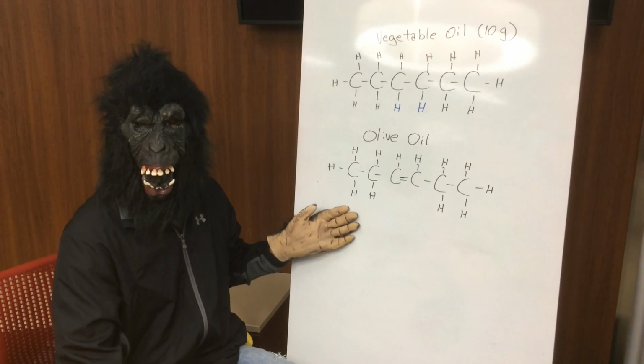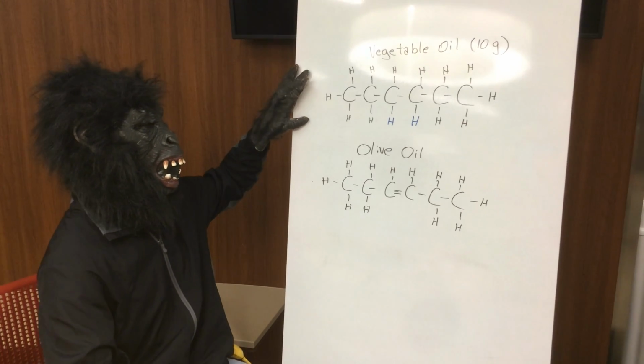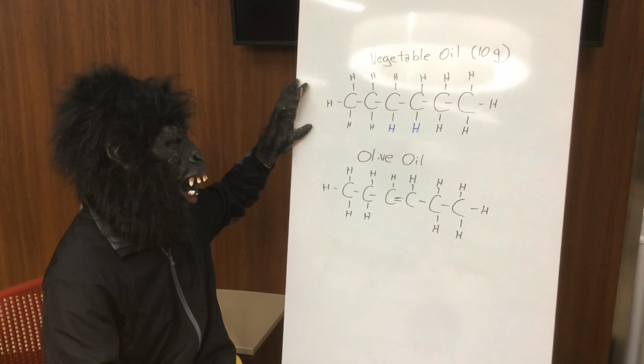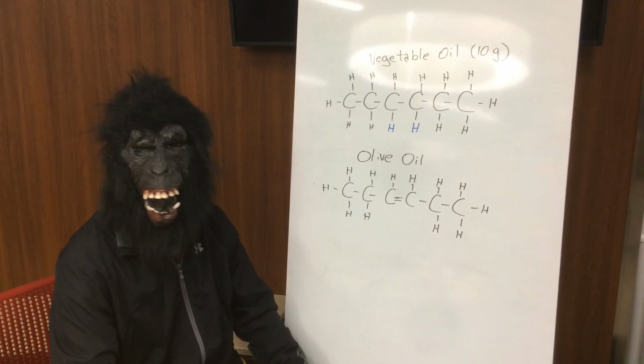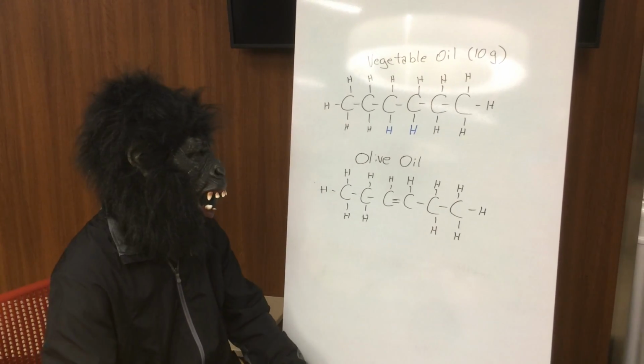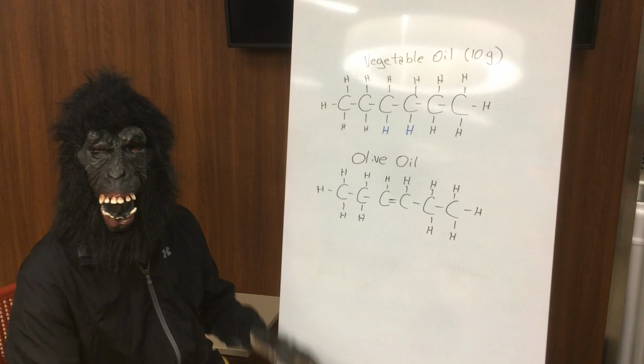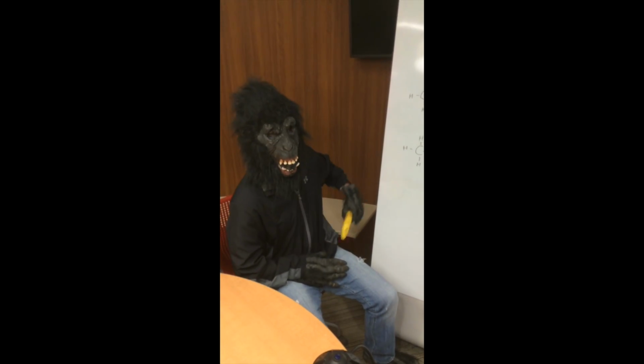So olive oil is the better choice here, because vegetable oil contains 10 grams of saturated fats, which due to their lack of double bonds, makes them less chemically reactive inside your body. Therefore, they just sit around and clog up arteries. Go olive oil. All this talking about food is making me hungry.